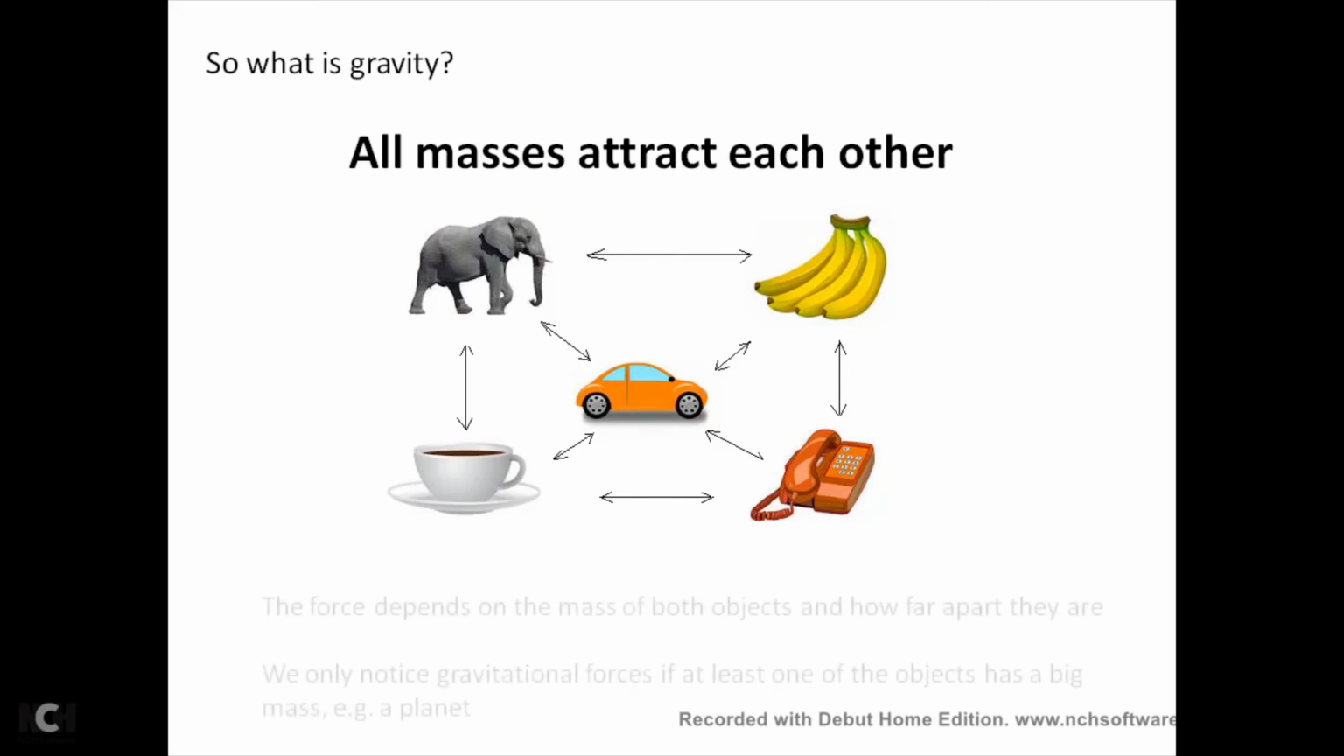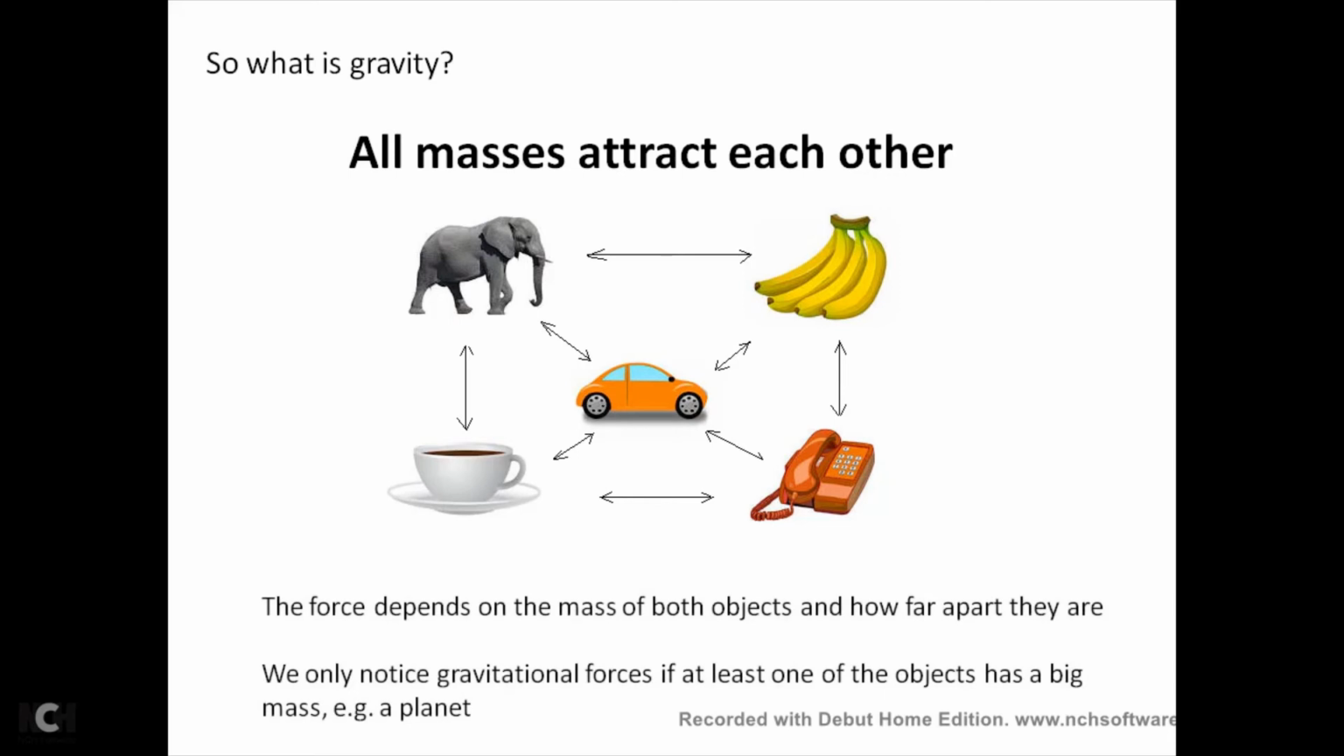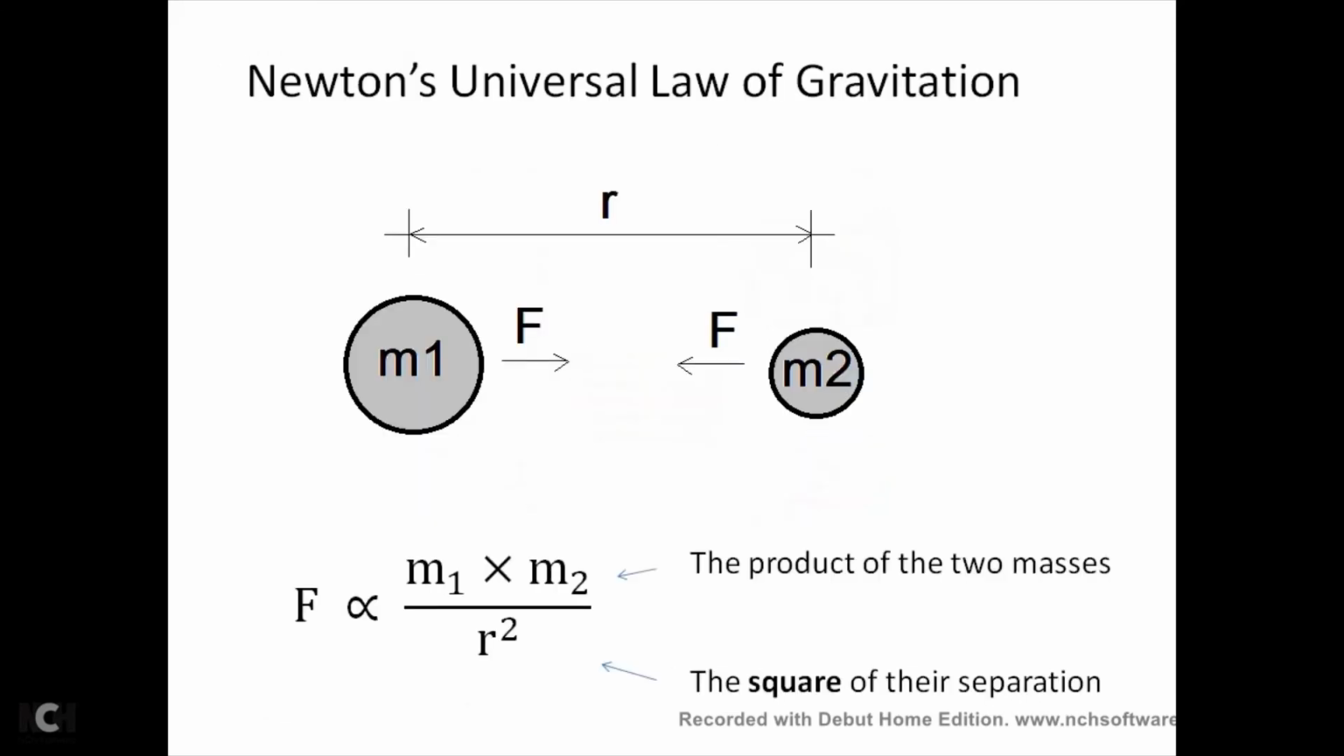Okay, all objects attract all other objects, and that's what gravity is. The force depends on the mass of both objects and how far apart they are, which is why we only actually notice gravitational forces if at least one of the objects has a very, very big mass. For example, the sun, or if it's a planet. Unless one of the objects has a very large mass, it's very difficult to even measure gravitational forces.